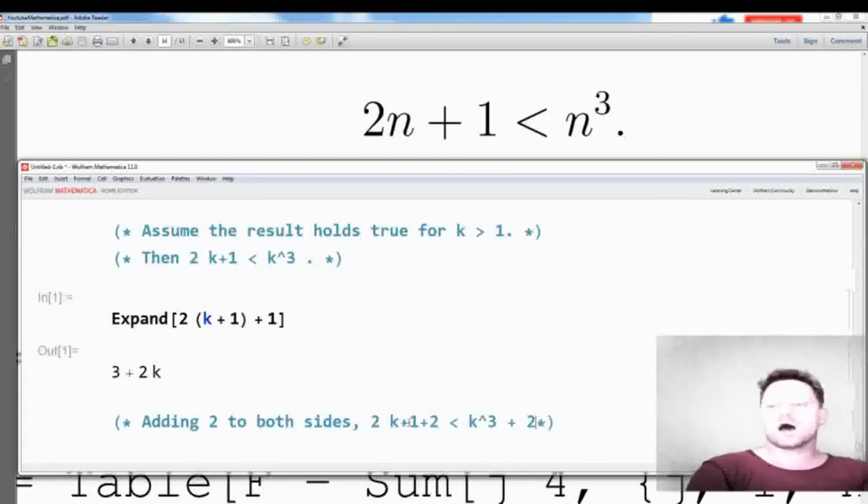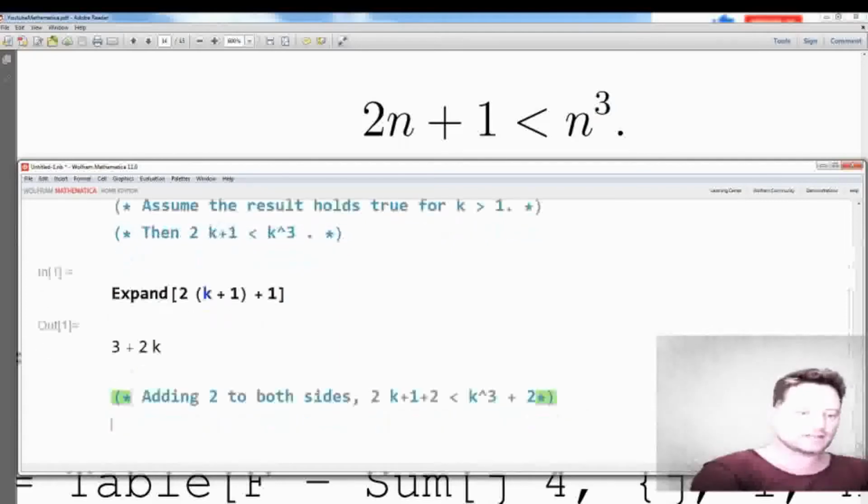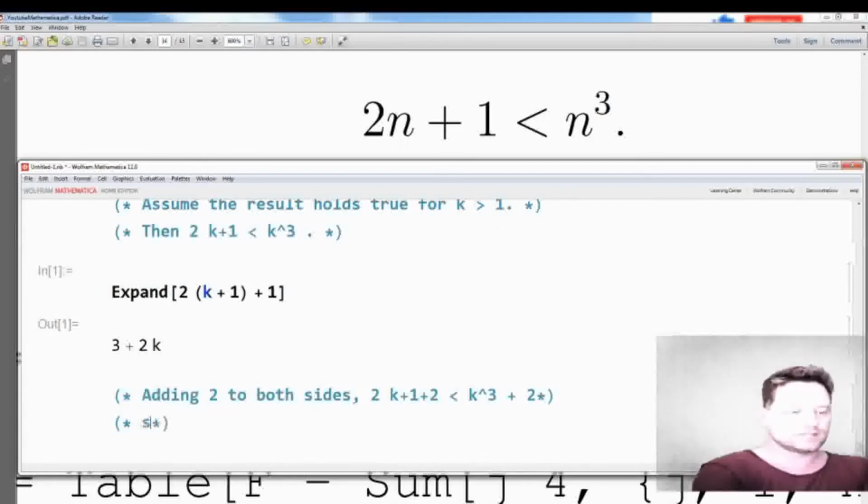Now we know from this expansion right here that this left-hand side of the inequality is equal to exactly what we are aiming for, which is 2 outside of k plus 1 plus another 1. And so we'll write under that, and now I'll change this to what it is equivalently. So what we have is that twice k plus 1 plus another 1 is less than k cubed plus 2.